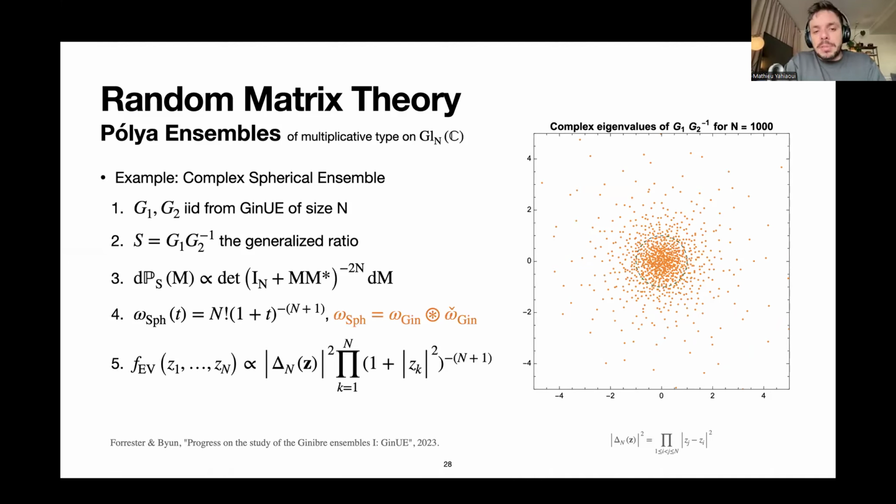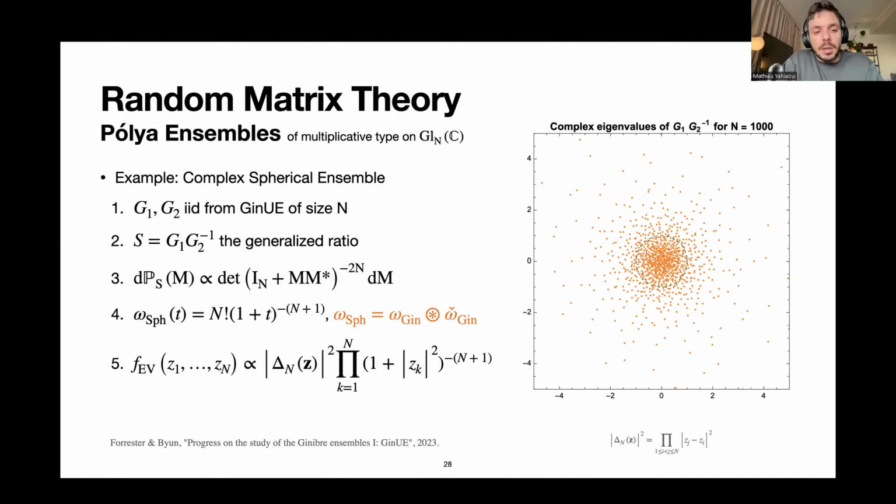And here is a perhaps a bit less classical example, which is the complex spherical ensemble. In that case, we simply draw two random matrices from the Ginibre ensemble of size n, and we form their generalized ratio, G1 times G2 to the minus 1. In one dimension, it would be just G1 divided by G2, but it's a higher dimension generalized ratio. And again, it's fairly straightforward to compute exactly the probability density on the set of n by n random matrices, which you can see on the third line.